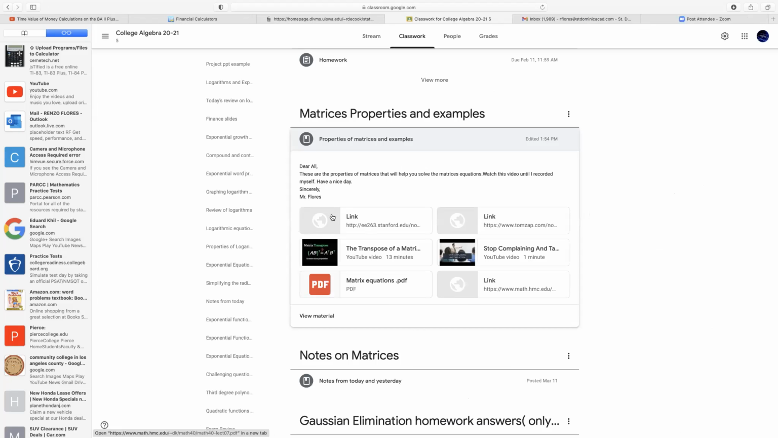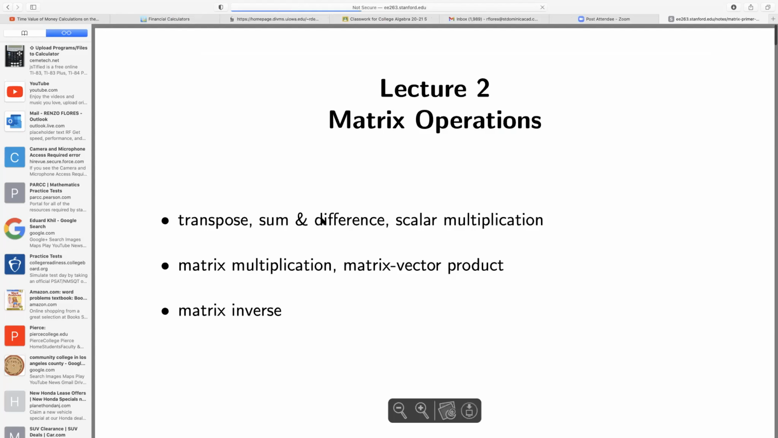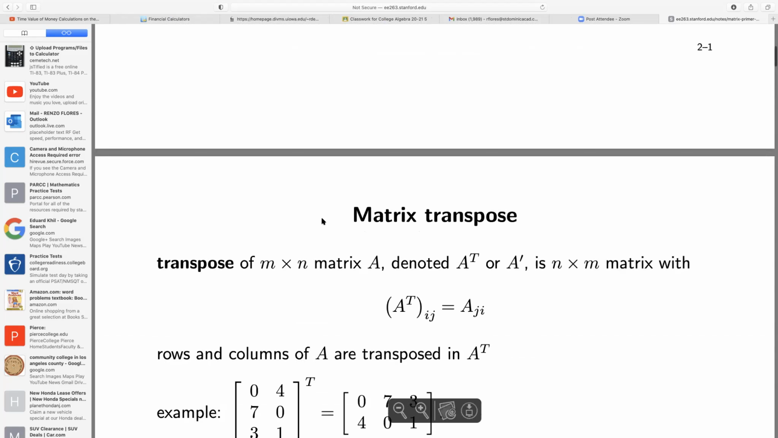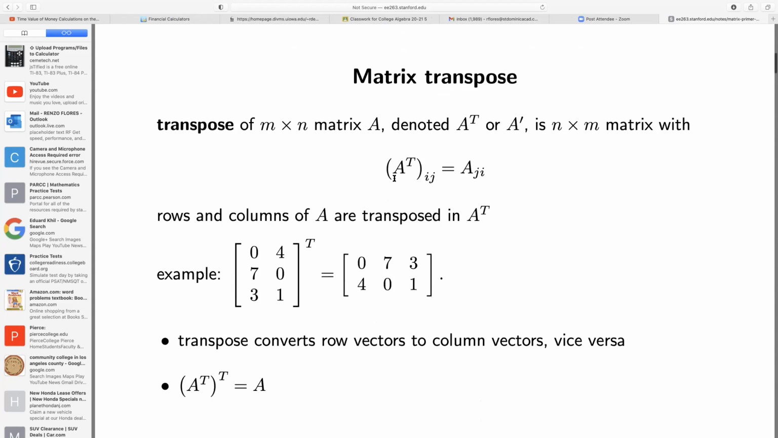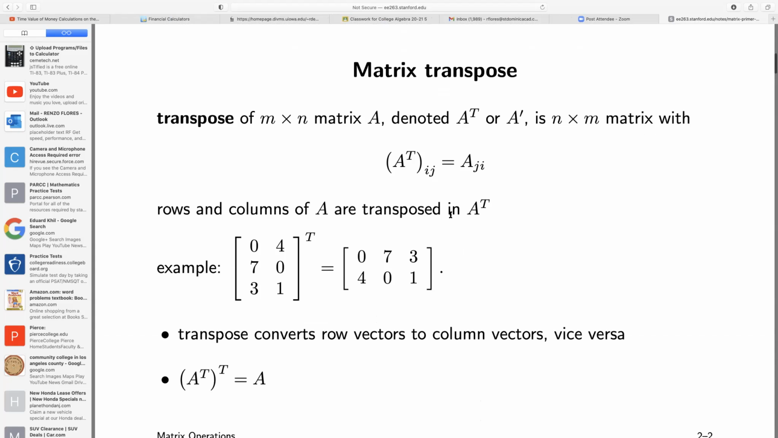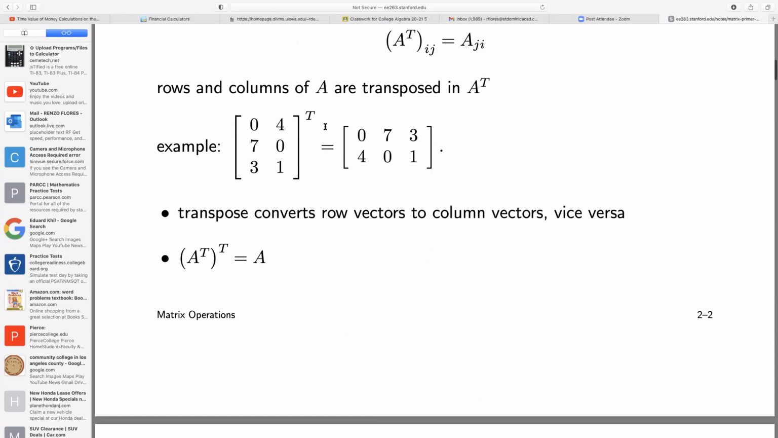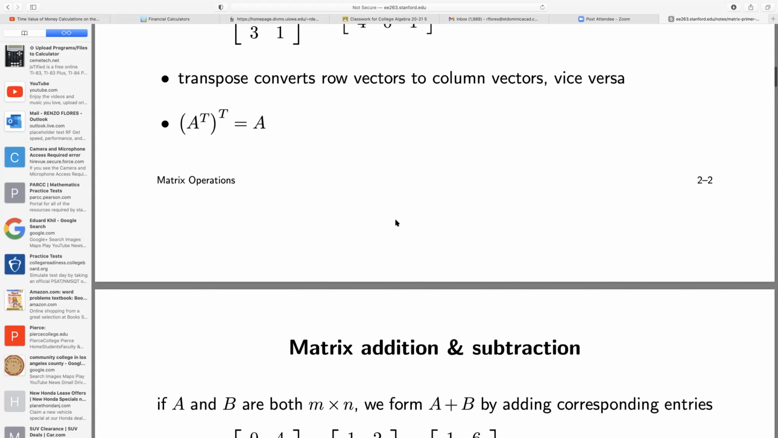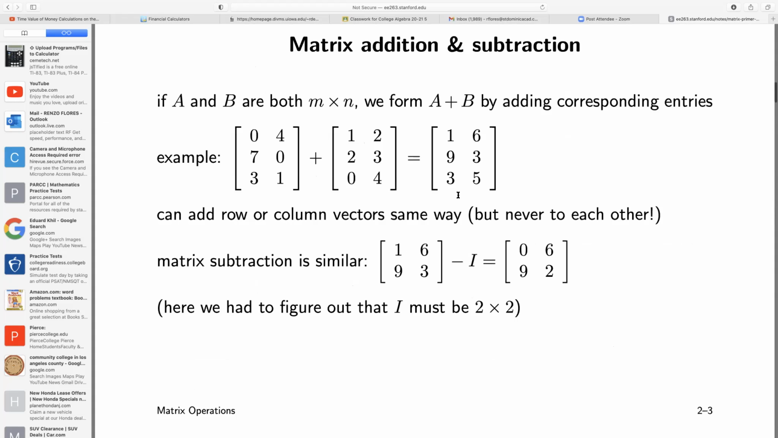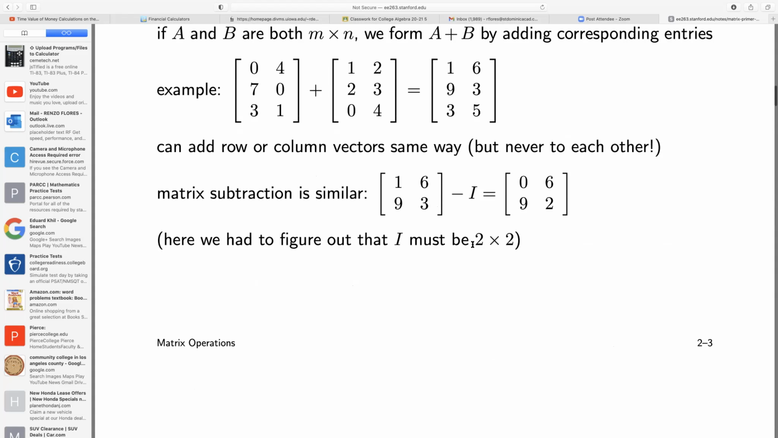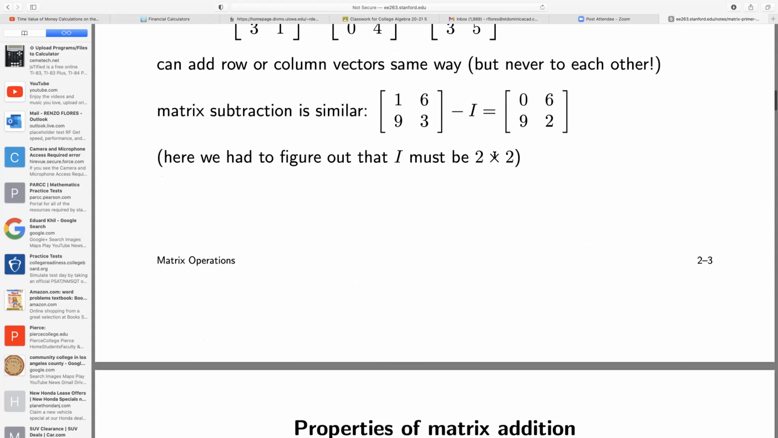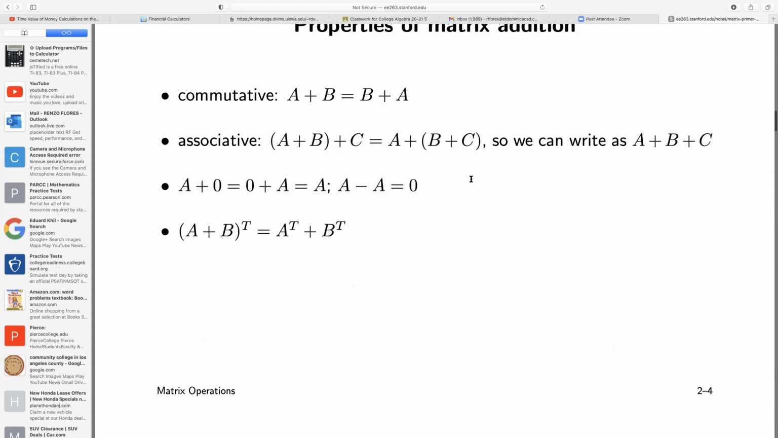There are other things here. You can take a look at that. So they explain to you why the transpose entry IJ is just A JI, right? They give you examples here of how to do the transpose. Right now, I think the transpose is not a big deal. It's the same thing with matrix addition and subtraction. This is the identity of a 2 by 2. You should know how to do this.